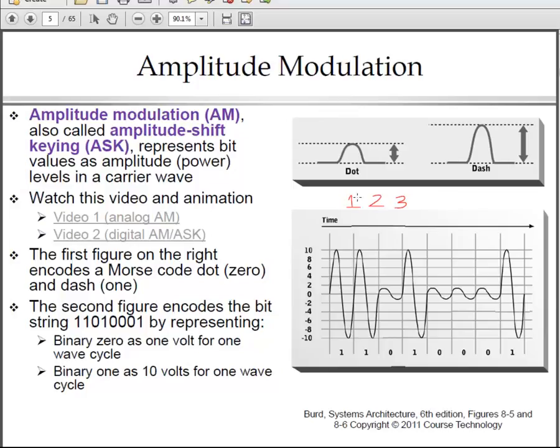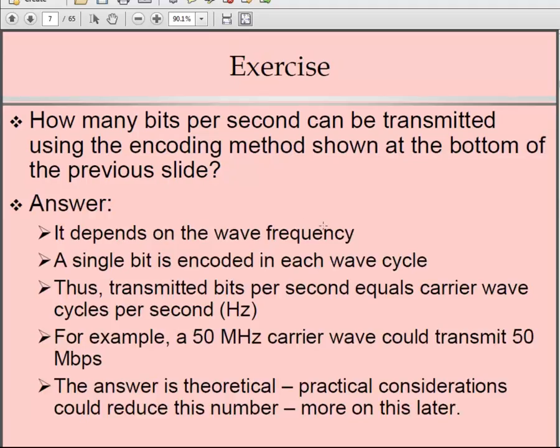The bottom line is the answer to the question of data transmission capacity boils down to the question of what is the frequency of this wave. Note I haven't changed the frequency here, I've only changed the amplitude. The frequency is constant. So, the answer: it depends entirely on the wave frequency.